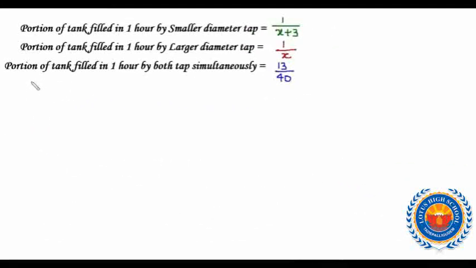Now according to the condition, if we add the portions filled by both the taps individually, that is 1 upon x plus 3 by the smaller diameter tap, and 1 upon x is the portion of the tank filled by the larger diameter tap, the total is 13 upon 40. That is in the 1 hour calculation. Now we need to solve these equations.